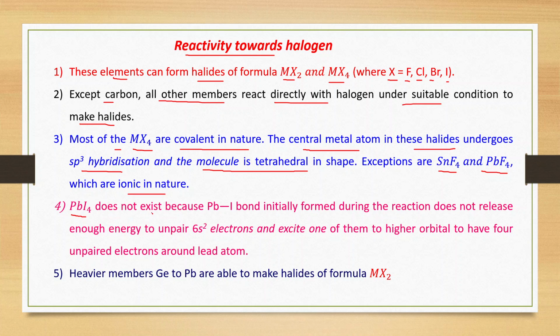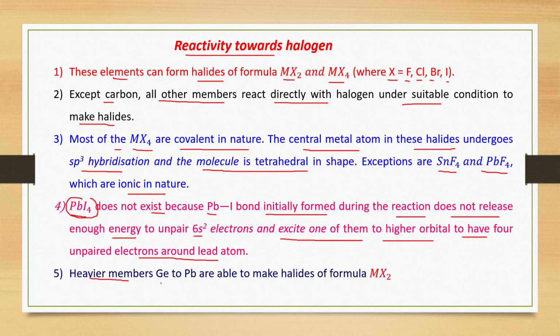PbI4 does not exist because the Pb-I bond initially formed during the reaction does not release enough energy to unpair the 6s2 electrons and excite one of them to a higher orbital to have 4 unpaired electrons around the lead atom. Simply, we can say this is due to the inert pair effect. Okay, so PbI4 does not exist.